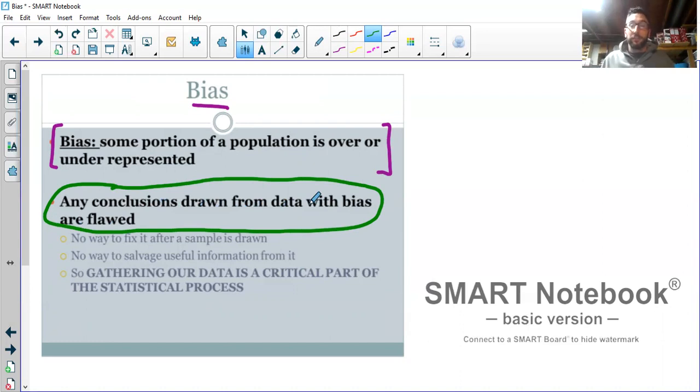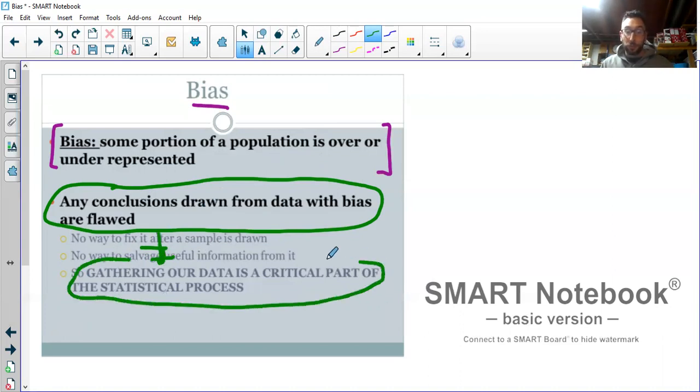So in real life, you're going to put a lot of your time and effort and money and energy into designing how you collect your data. Because if we don't do a good job collecting our data, there's no way to salvage it. There's no way to fix it. Gathering that data the right way is arguably, probably is, the most critical part of the statistical process, because in order to draw reliable conclusions, they need to be based on a reliable data set.